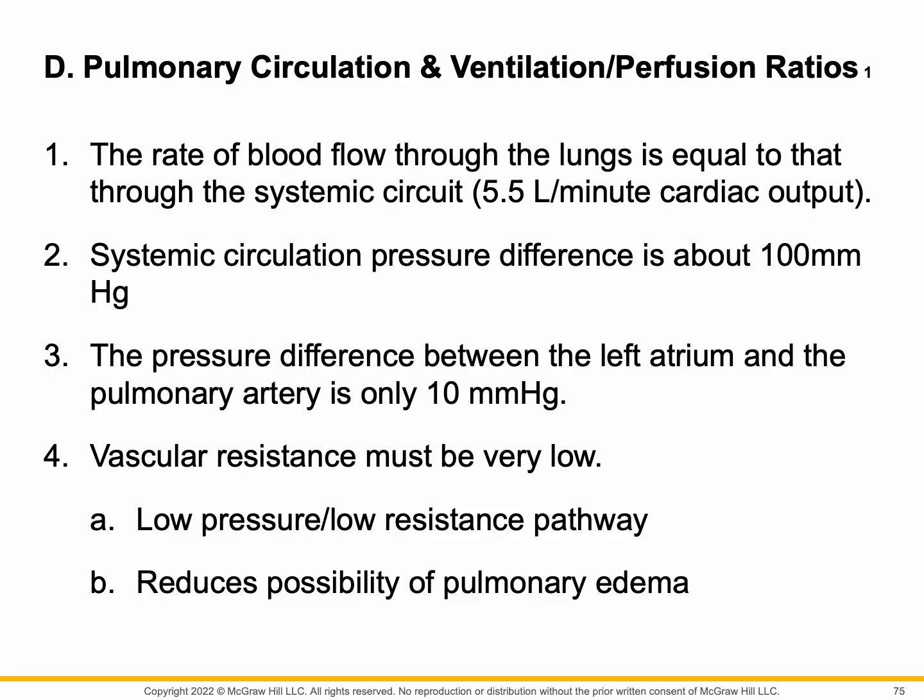The systemic circulation pressure difference is about 100 millimeters of mercury. The pressure difference between the left atrium and the pulmonary artery is only about 10 millimeters of mercury. Vascular resistance must be very low. So a low pressure, low resistance pathway reduces the possibility of pulmonary edema.